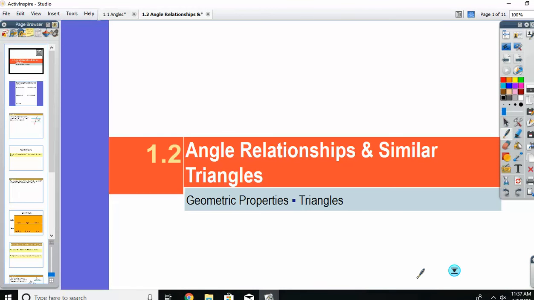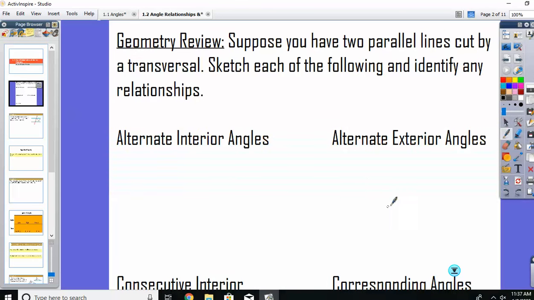Next, we are talking about angle relationships in similar triangles. So we're going to start this today, finish it up tomorrow, and probably have some class time to work on the homework again tomorrow. The first piece that I really want to get through today is talking about all of those special angles that you had in geometry. Remember the scenario, you have 2 parallel lines cut by a transversal.